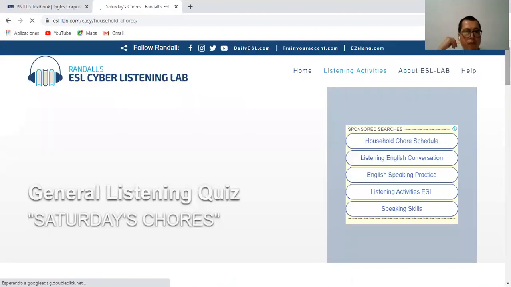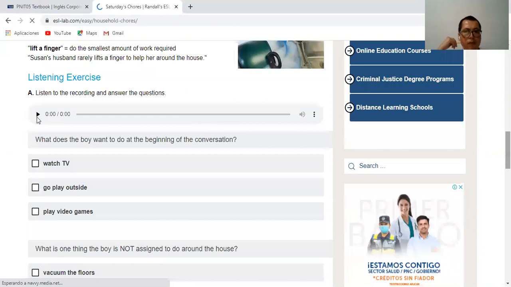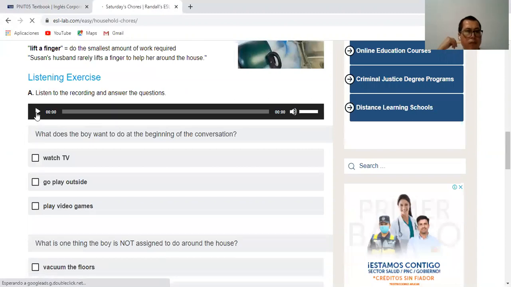Saturday's course. Dad, can I go outside to play? Well, did you get your Saturday's work done? Oh, Dad, do I have to?